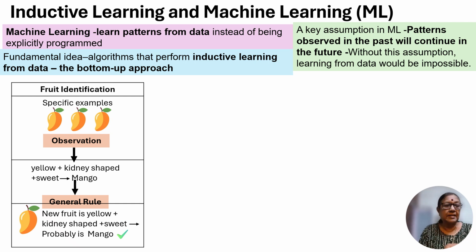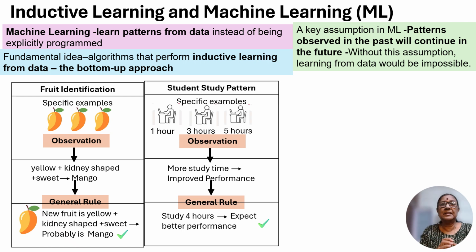Now, let's take an example. You have a specific example of mangoes. So we observe the mangoes, observe the features like it's yellow in color, it's kidney shaped, and it's tasty. And then we form a rule about it. And then when you're given a new example, you're able to find those features, yellow, kidney shaped, and sweet, and probably assume that it's a mango.